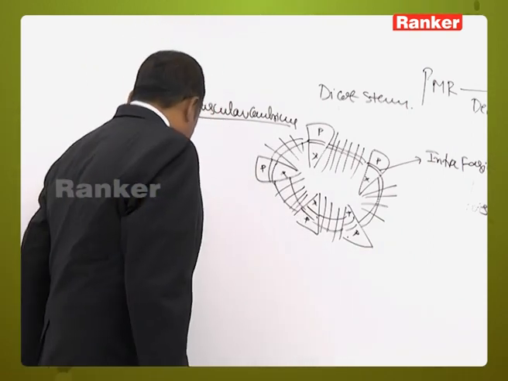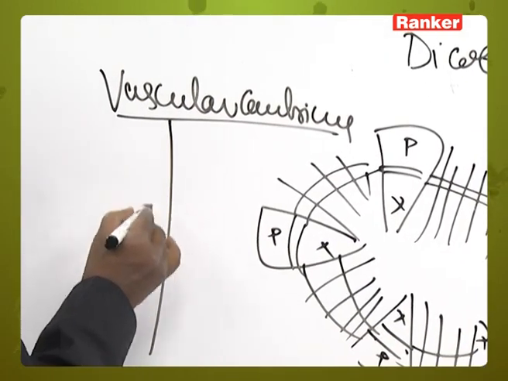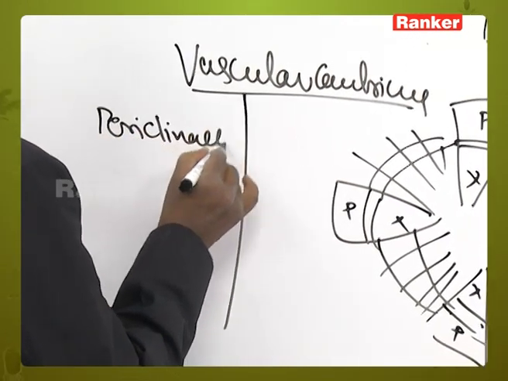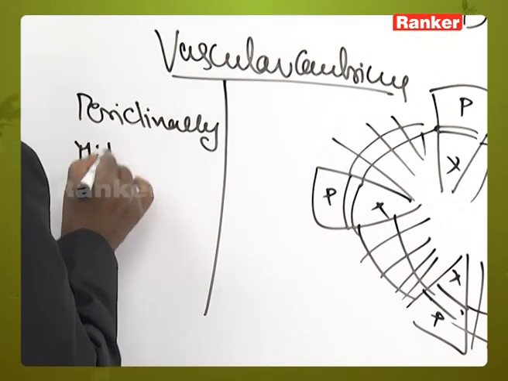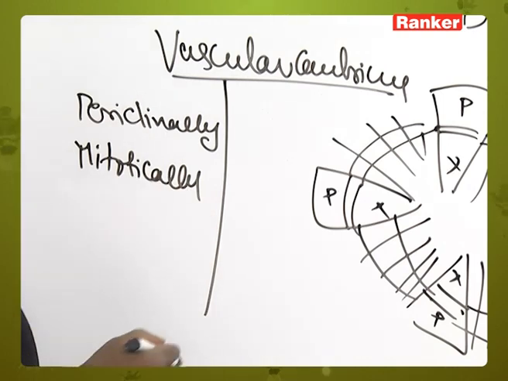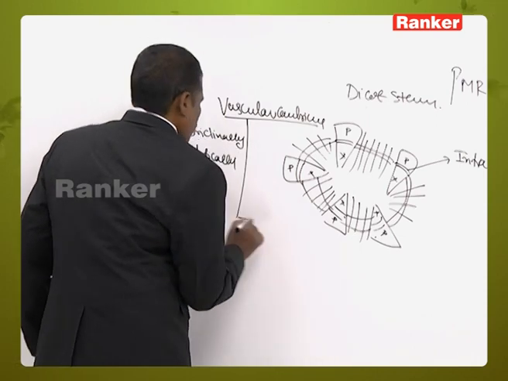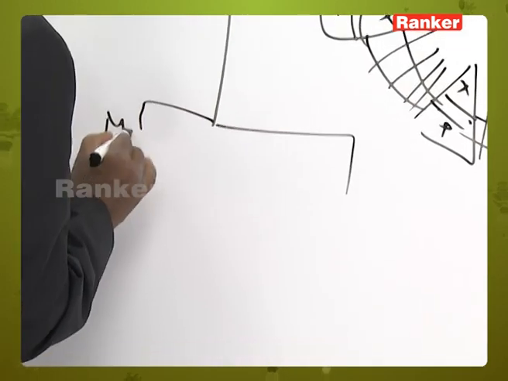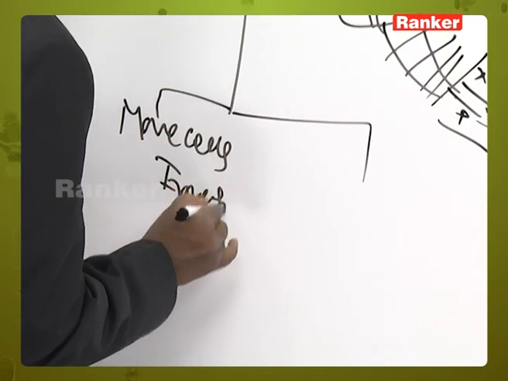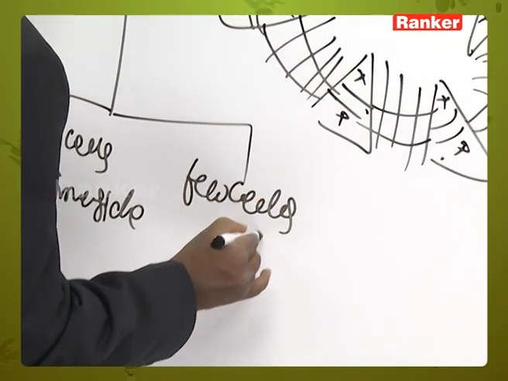This vascular cambium ring divides periclinally and mitotically. Cells of vascular cambium divide periclinally and mitotically and produce more cells towards the inner side and few cells towards the outer side.